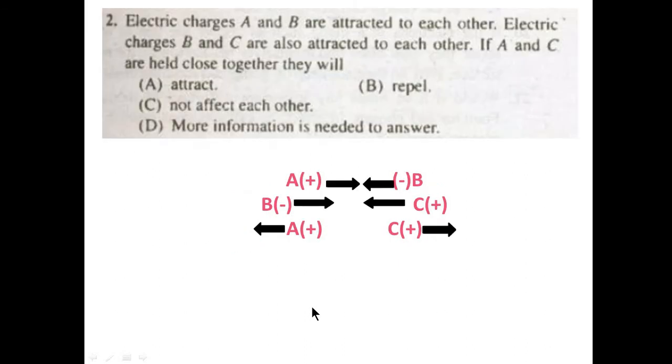Now the next question is, electric charges A and B are attracted to each other, so it means that they are oppositely charged, that's why they attract. Electric charges B and C also attract each other. So it means B is negatively charged, so C is positively charged, that's why they will attract. If A and C are held together, they will attract, repel, not affect, or more information. Now A and C, when held together, both have similar charges, that's why they will repel each other, so option B is the correct option.